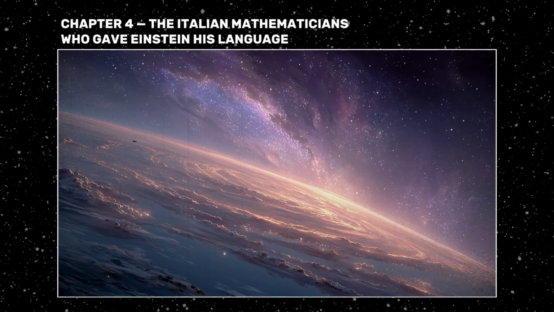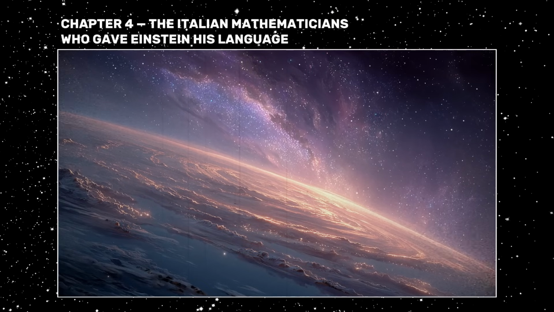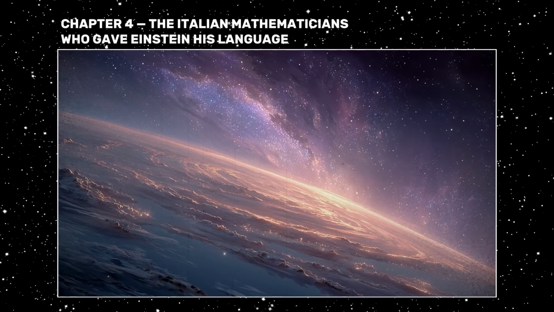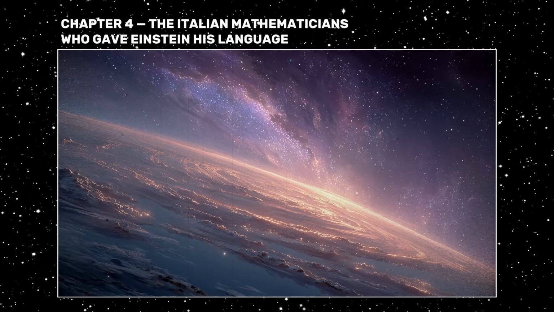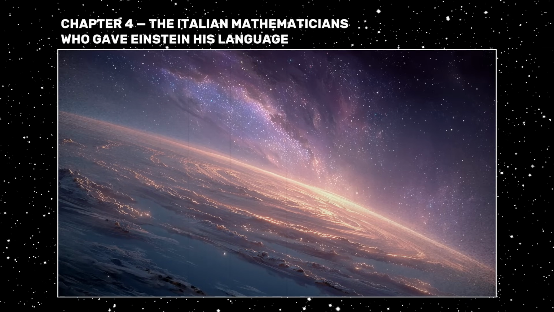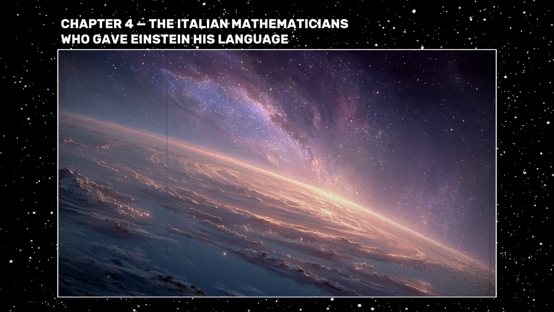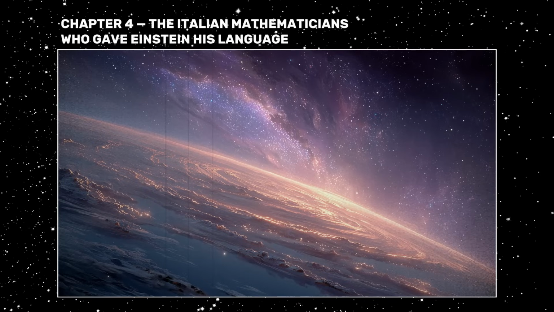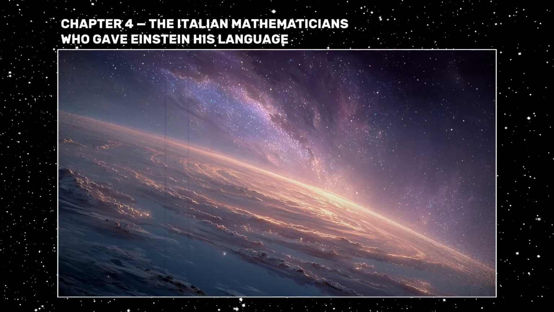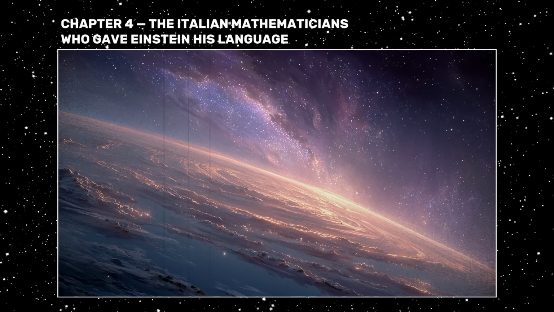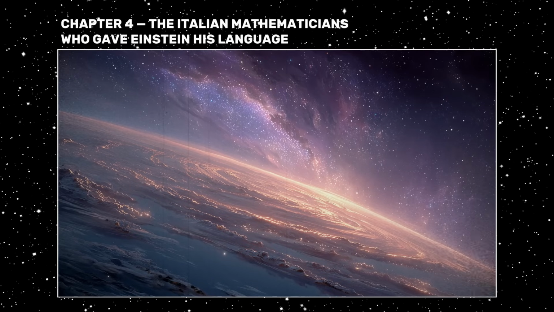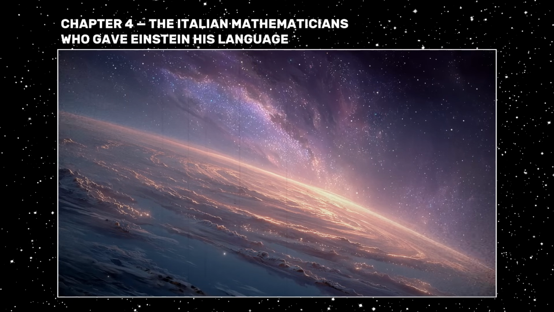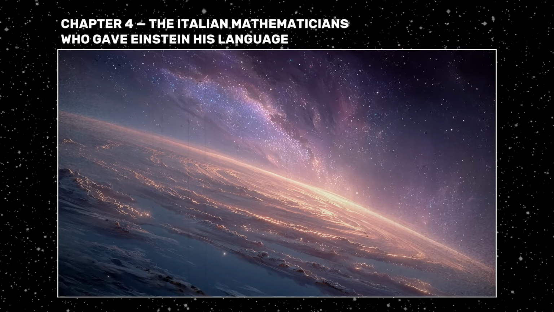When Einstein began searching for a new theory of gravity around 1907, he quickly realized that Newton's laws, which treated gravity as a force acting instantaneously across space, were incompatible with his special theory of relativity, which insisted that nothing can travel faster than light. He intuited that gravity must be geometry, that mass and energy somehow shape the fabric of spacetime, and that objects move not because they are pulled by invisible forces, but because they follow the natural curves of that fabric. But intuition was not enough.